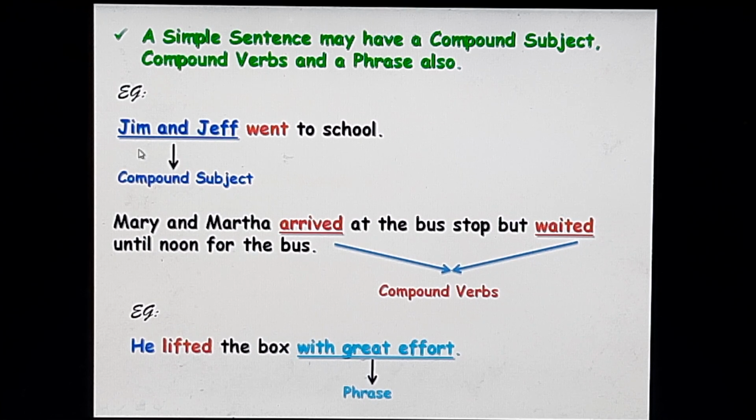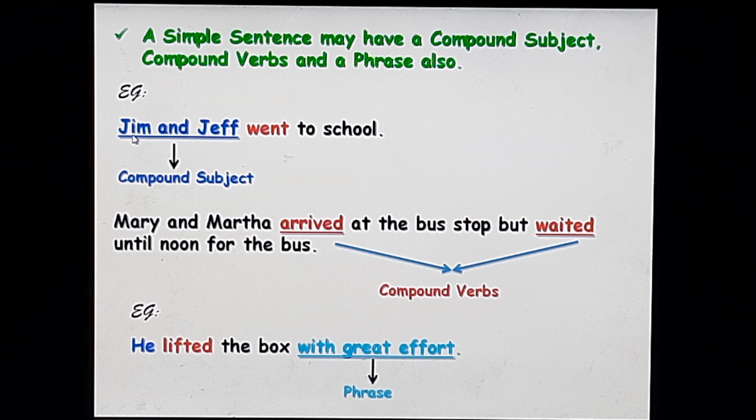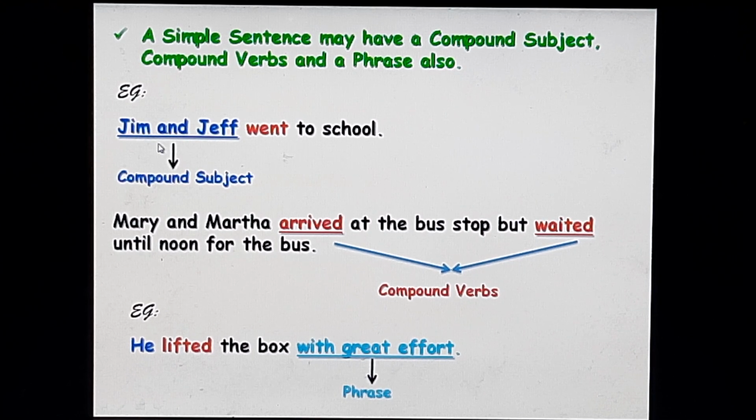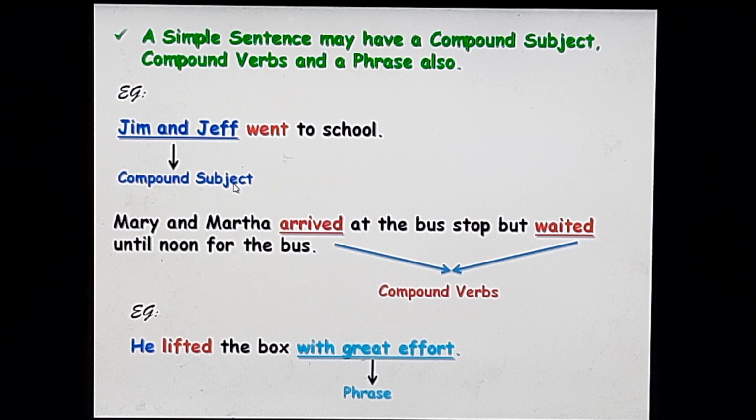Look at this example. Jim and Jeff went to school. So, Jim is one noun, Jeff is another noun. They are connected by the conjunction and, so it is called a compound subject. Look at the next example.